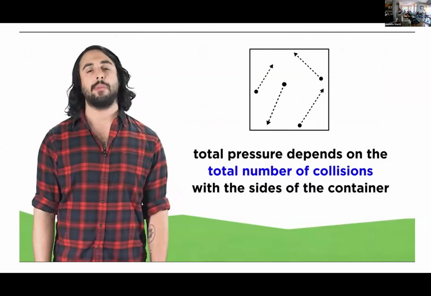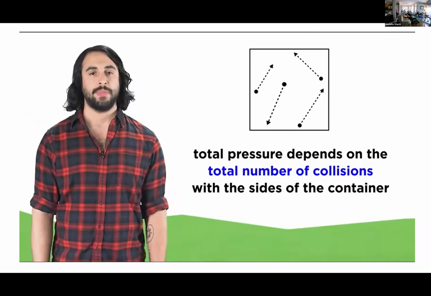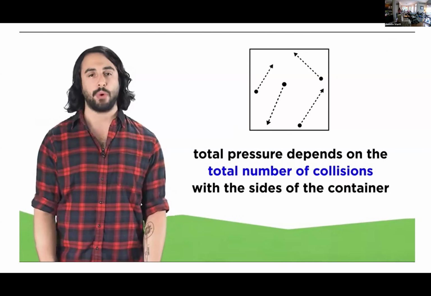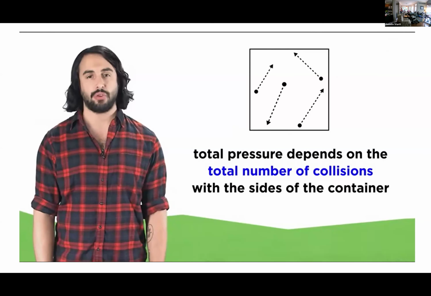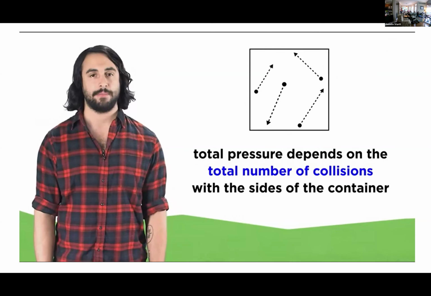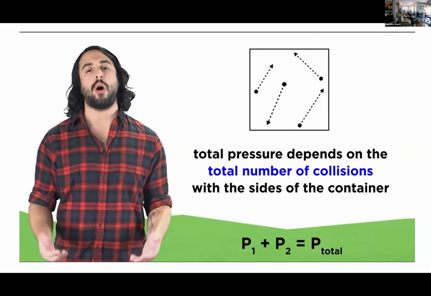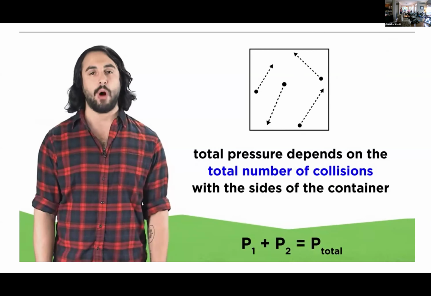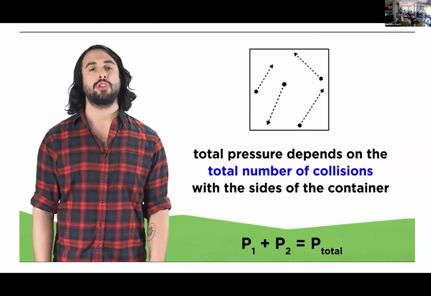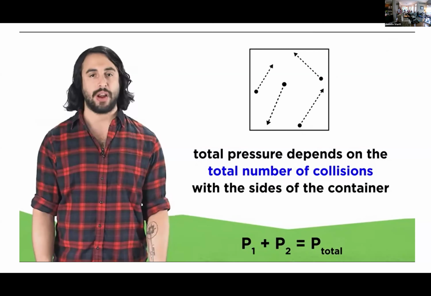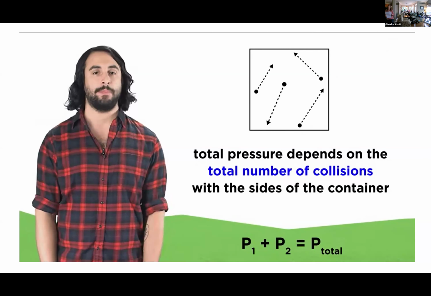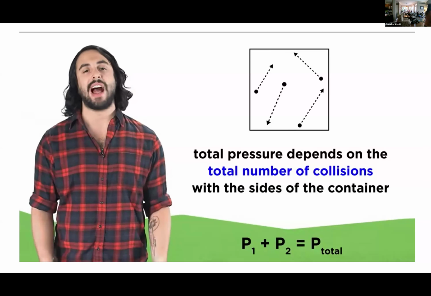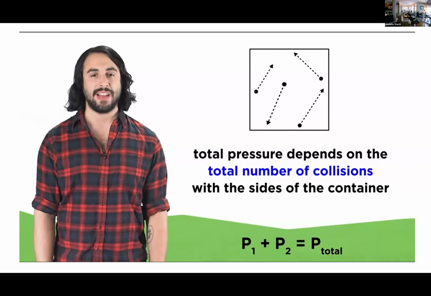When you think about it, it makes perfect sense, since pressure is just the force exerted as particles strike the sides of the container. So the pressure from all the particles of one gas plus the pressure from all the particles of another gas should add up to be the total pressure for all the particles, assuming we are treating these as ideal gases where their identities are irrelevant.